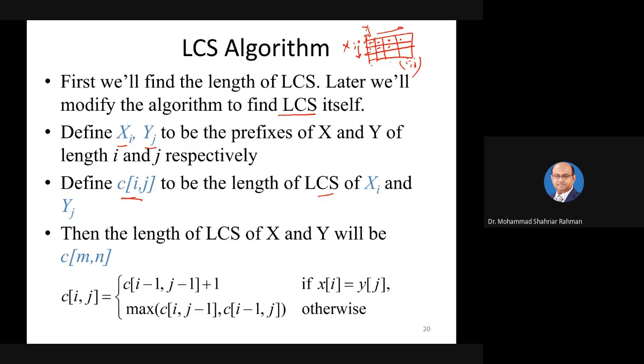So if it is an m length, it is an n length, then Cmn. Okay, so then the length of LCS of x and y will be Cmn, and the main function that we define is here. Cij, কিভাবে পাবো? How do we define Cij for each of these cells ij?